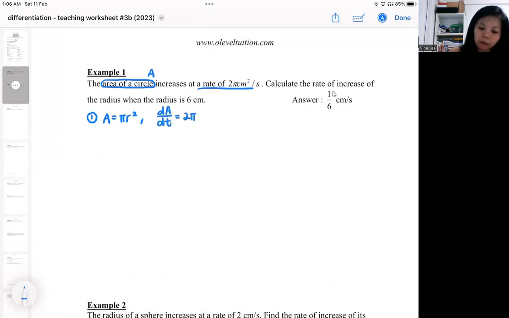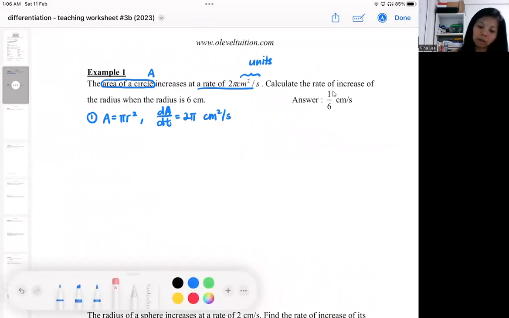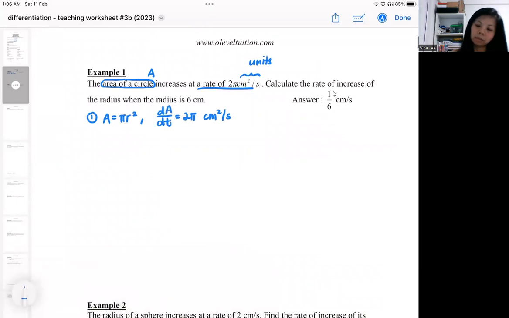Some students will tell me, I don't know what the notation is. If you don't know what the notation is, you look at the units. You see the unit centimeter square. Centimeter square is the unit for area, so that's why it's the A. And s is second, so that is time. That's how you decide.